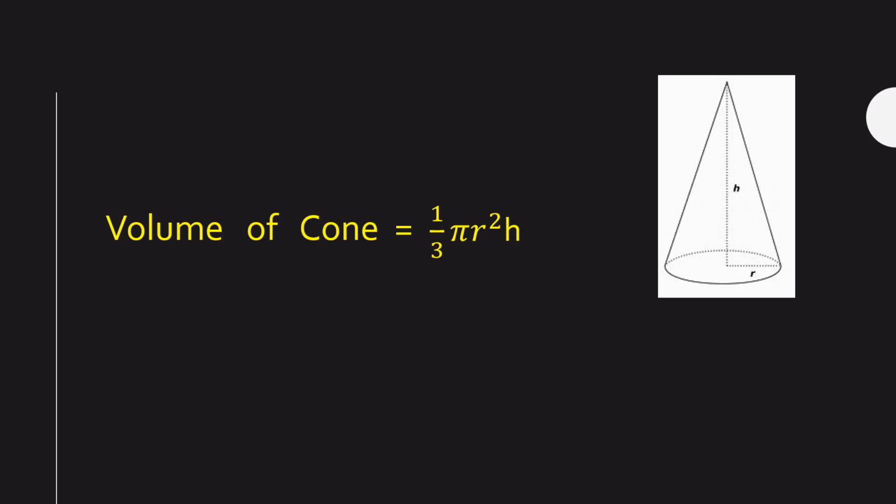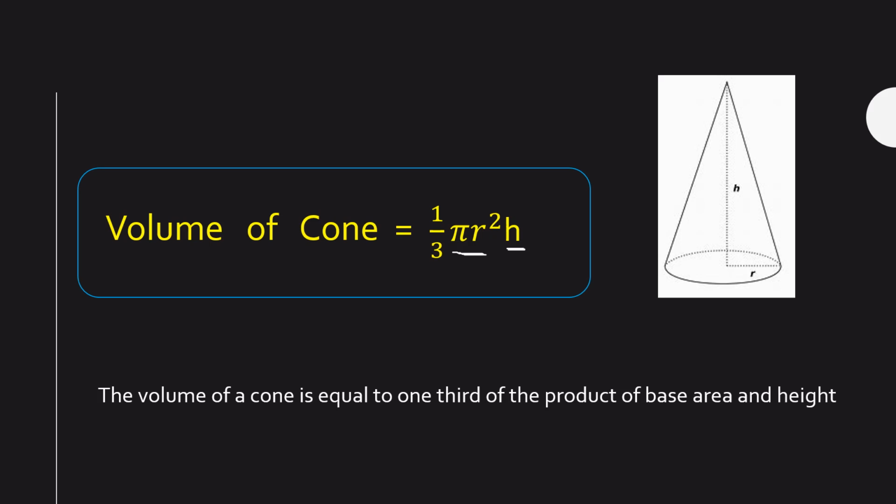Okay, in words, how can you describe this? Before that, what is this pi r square? Area of circle, and that is base area, isn't it? And this is height. So now can you generalize this in words? Exactly. The volume of a cone is equal to 1/3 of the product of base area and height. This is height, this is base area, and we have taken its product and then taken 1/3 of that. And this will give the volume of a cone.